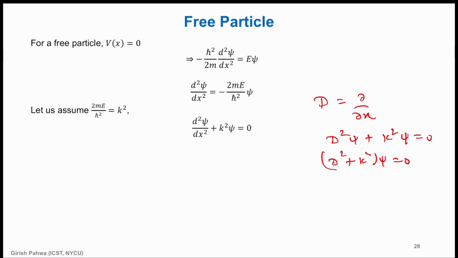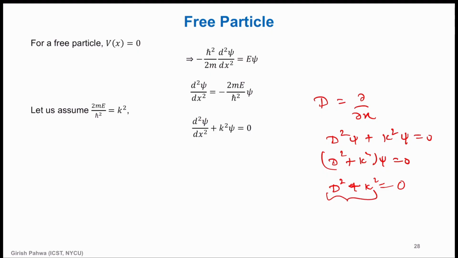If I want non-zero solutions of psi, non-trivial solutions as we say, non-trivial meaning not completely 0, then if psi is not 0, this has to be 0. So basically you get D squared plus k squared equal to 0. Okay.